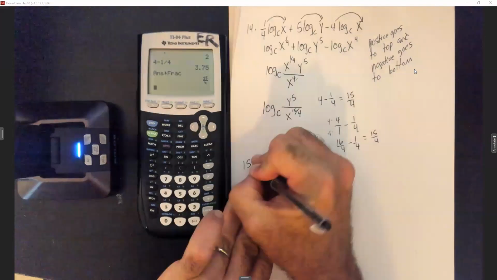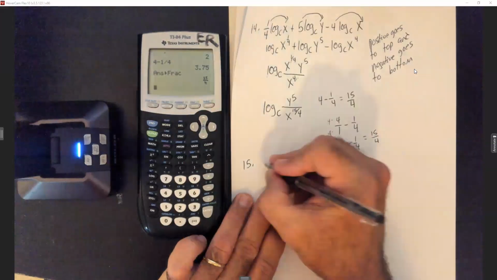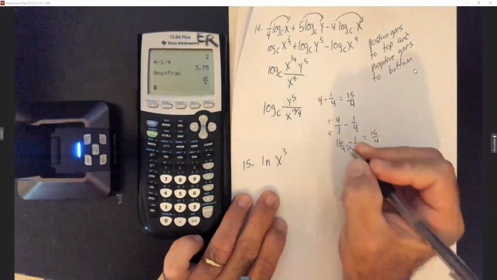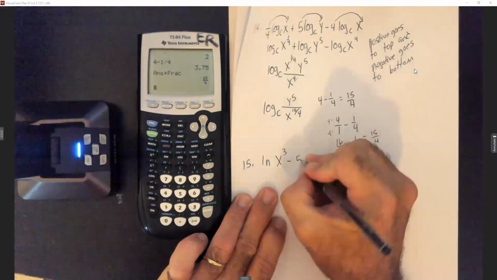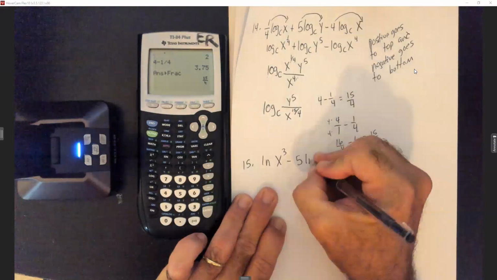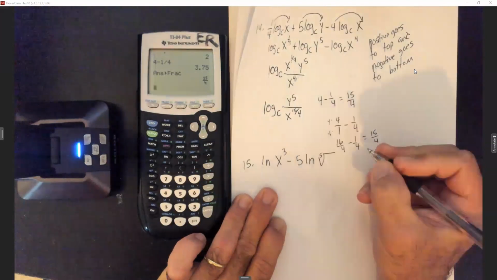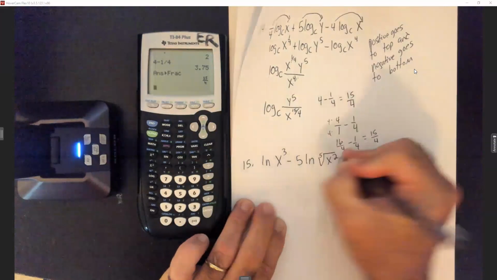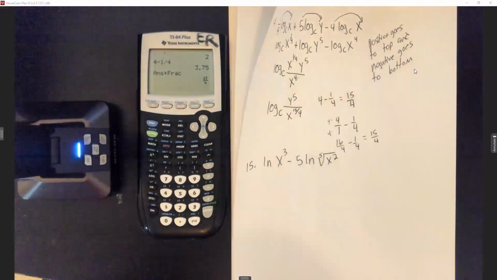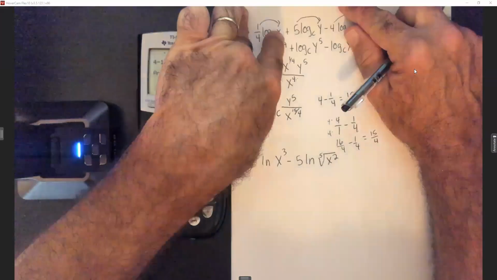So I'm bringing back all the memories, ain't I? Here we go. ln x to the 3rd minus 5 ln 5th root of x squared. Make sure I wrote all that right. All righty, and then this one wants me to simplify if possible, okay?